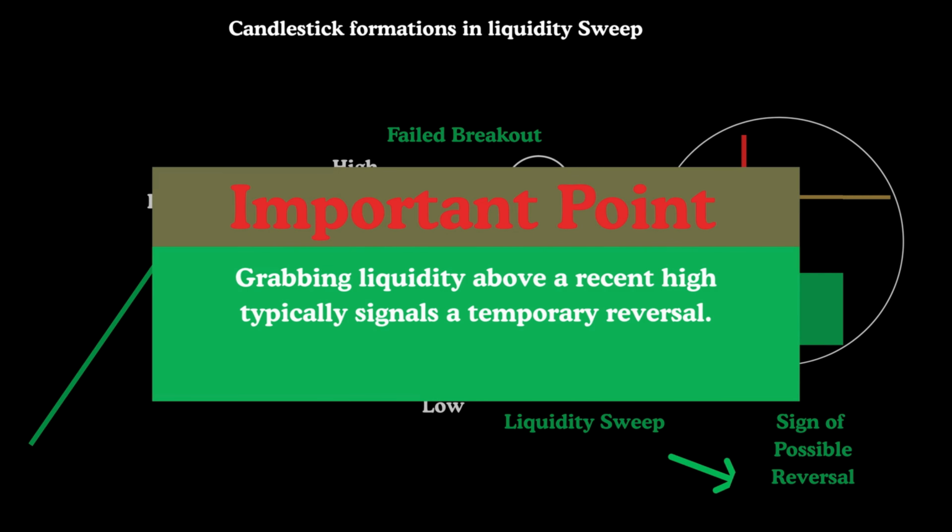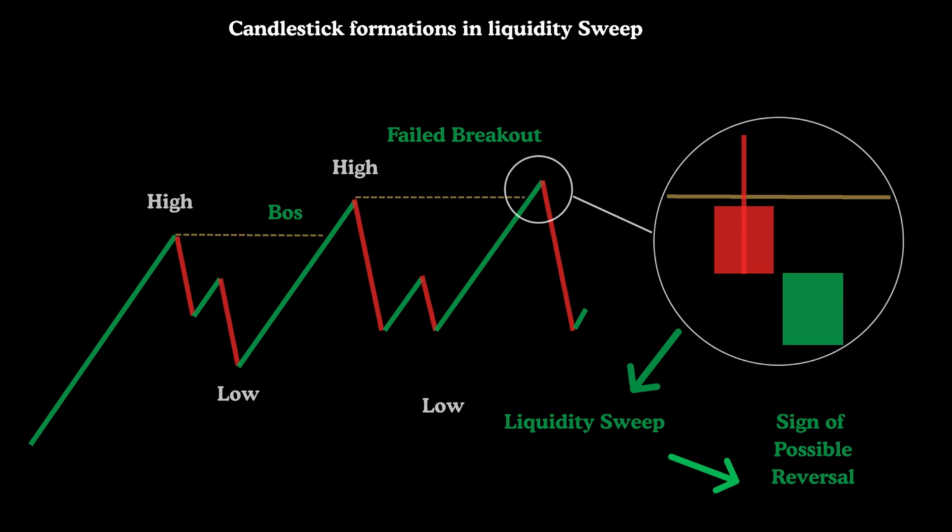Grabbing liquidity above a recent high typically signals a temporary reversal. It shows that the market has targeted stop losses or pending orders clustered above that high. However, we don't assume a full trend reversal based solely on this liquidity sweep. A true, confirmed reversal occurs only when the price breaks and closes below the most recent origin point, the structural low that initiated the previous impulse move. Once this origin is broken, it indicates that the bullish structure has failed, confirming that the uptrend is over and the market may now continue in a bearish direction.